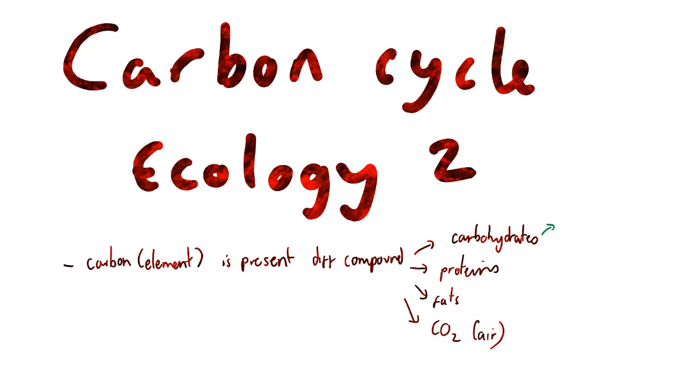Now, just before we go any further, the carbohydrates it's found in are glucose, which is produced in photosynthesis, starch, and also cellulose. So, carbon's in a lot of things. So let's have a look at how it's transferred between living organisms and how it's cycled around an ecosystem. Now, one of the first things I think it's important to do is remember two equations that we've come across so far this year: photosynthesis and respiration.